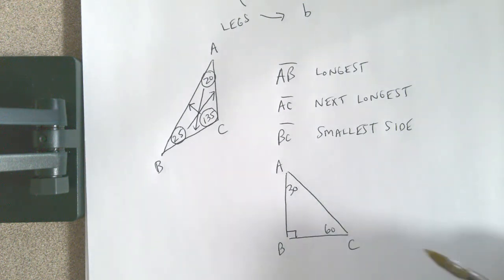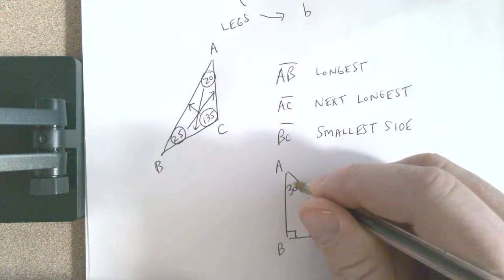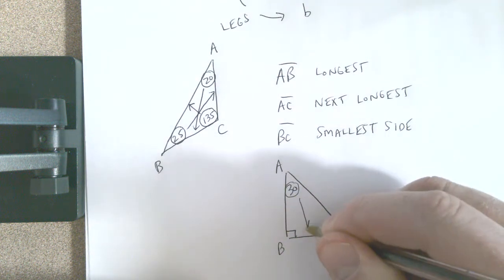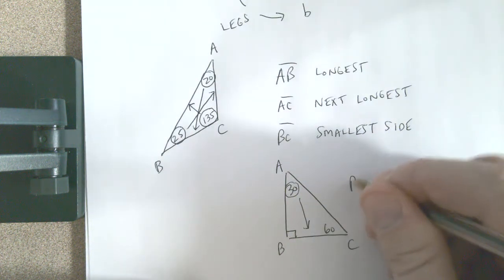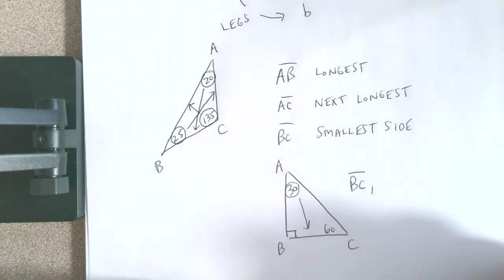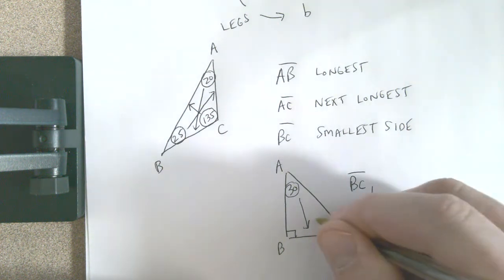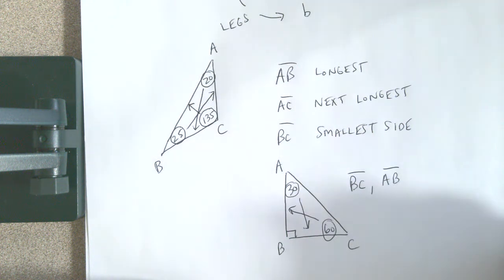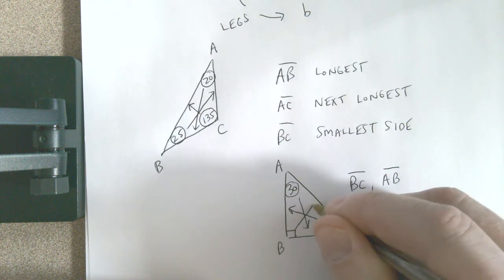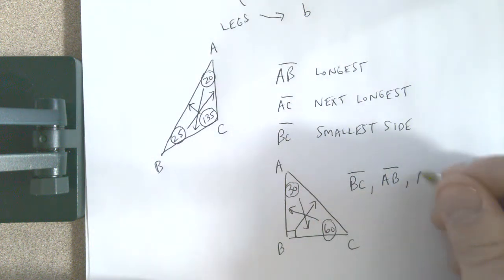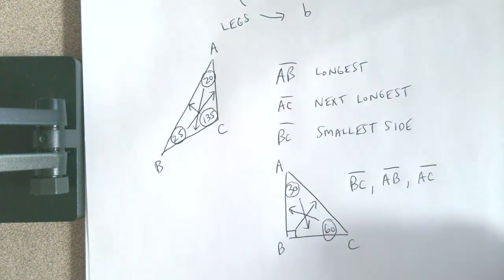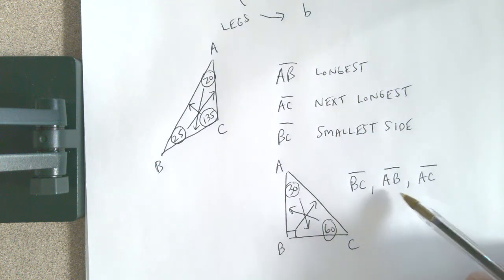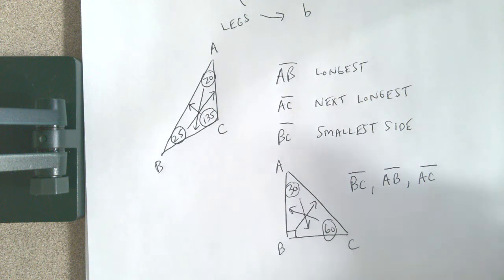Okay, so if I were to list these from smallest to biggest, my smallest angle is 30. So hopefully you said that BC is the smallest. 60 is my next biggest angle, so then AB would be the next longest. And since my right angle is here, the hypotenuse would be AC. That would be the longest side in the triangle. So BC, AB, and then AC would be the correct order from smallest to biggest.